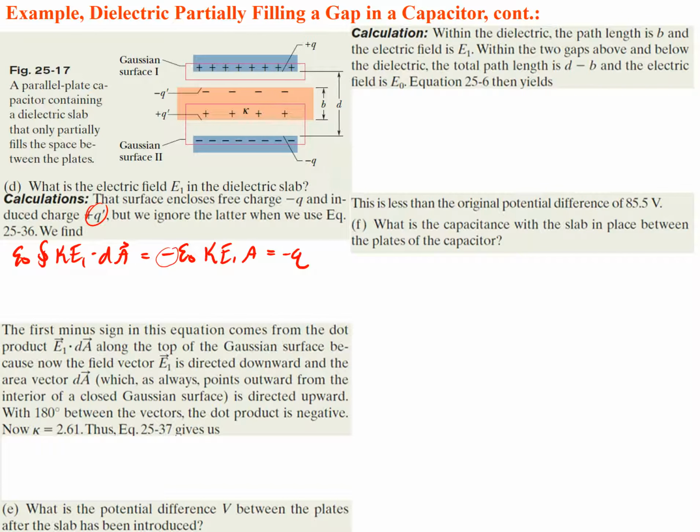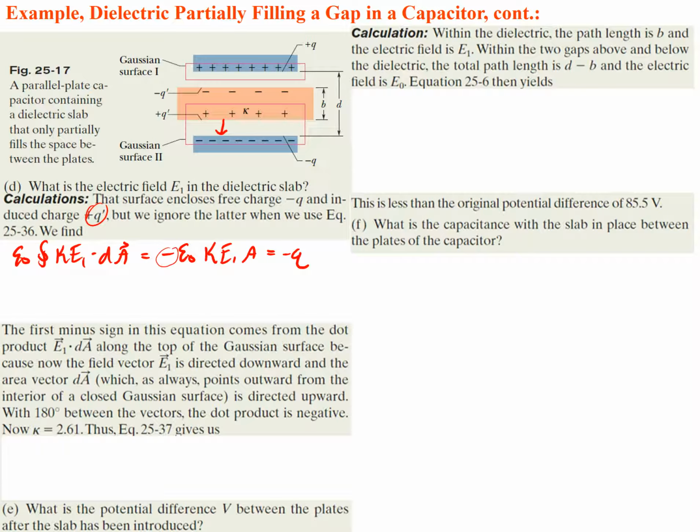All right, so now the electric field E1 is directed downward, so this is the direction of the electric field going towards the negative, and the area vector dA always points outward from the interior of a closed Gaussian surface, so that's going to be directed upwards. Right, so this is going outward from the interior of the surface. So you get 180 degrees between the vectors, and the dot product is negative. This other negative, of course, comes from the negative charge for the enclosed charge.